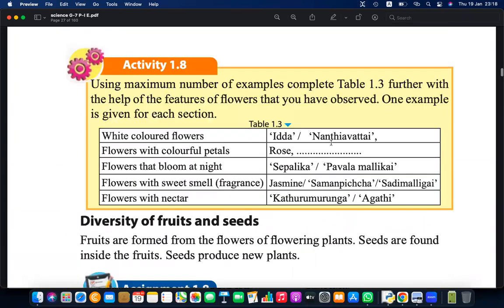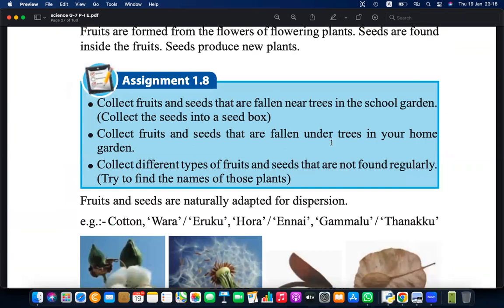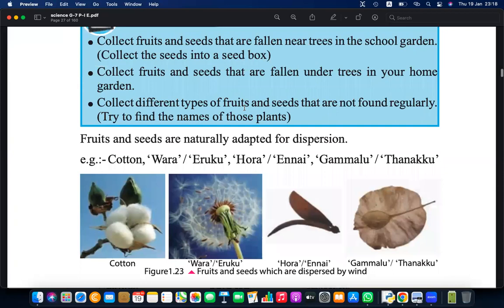Okay, then finally we have discussed the diversity of fruits and seeds. This is a big lesson, as I said initially. Some seeds, so you can see here, these are adapted for dispersion using wind.